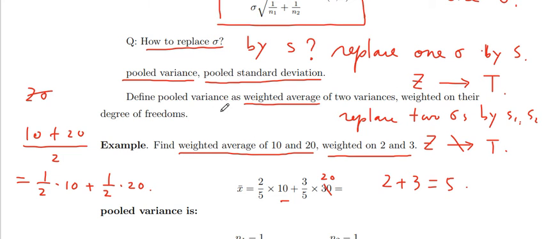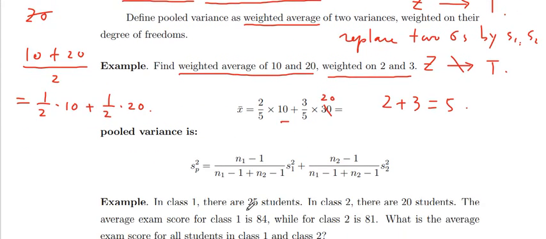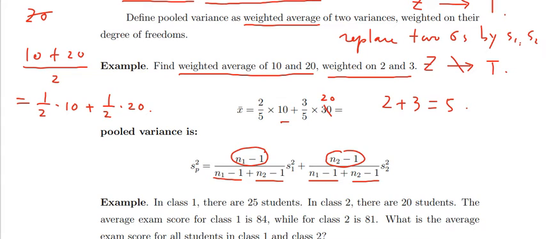So based on this, we can say the pooled variance is just this. It's S1 square, S2 square, weighted on their degree of freedom. So degree of freedom is n minus 1, so here it's n1 minus 1, n2 minus 1, right? So the total weight is this: n1 minus 1 plus n2 minus 1. Okay, so this is a weighted average.